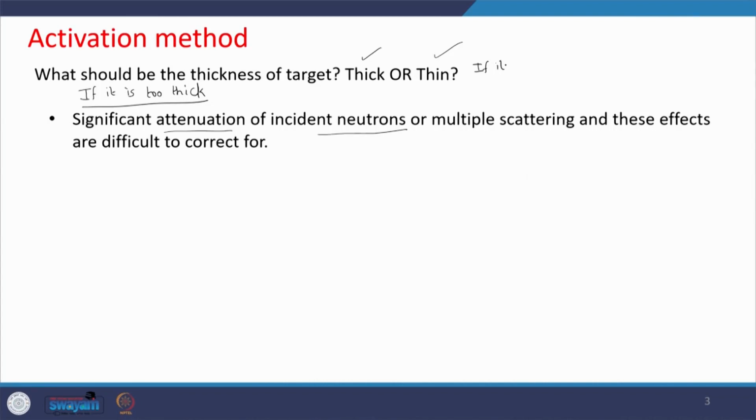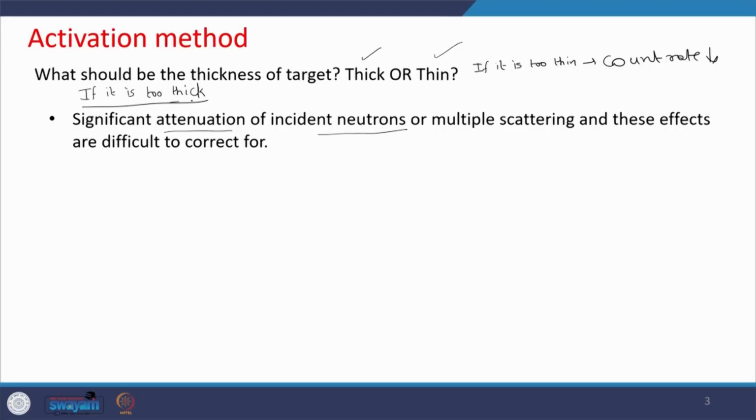Okay. So, let me write another thing. If it is too thin, then count rate is of course a concern, and less count rate means bad statistics. So, either you have to acquire for a long time, which requires a large amount of beam time. Then can we go for too thick material? It also has some problem, like following. If you go for very thick target material, the incident neutrons can undergo attenuation in a significant way. Not only that, multiple scattering also can take place.